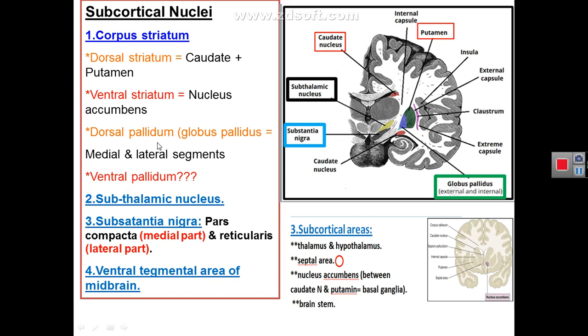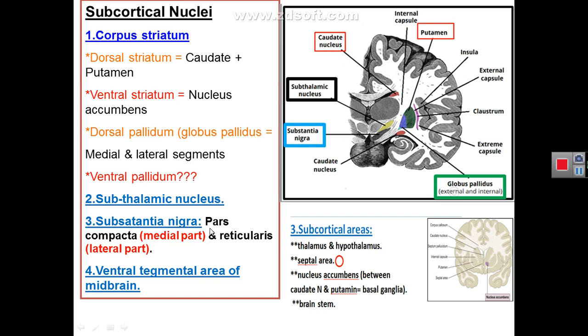The dorsal pallidum includes the globus pallidus that we just described. This globus pallidus is sometimes called the dorsal pallidum. It is formed of external and internal parts that will be discussed soon. The ventral pallidum will also be discussed soon, in the next slide. Another part of the new classification of the basal ganglia is the subthalamic nuclei. Again, the substantia nigra, which is the colored region in the brainstem section.